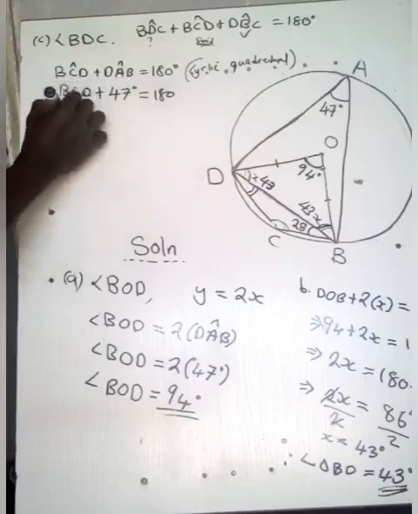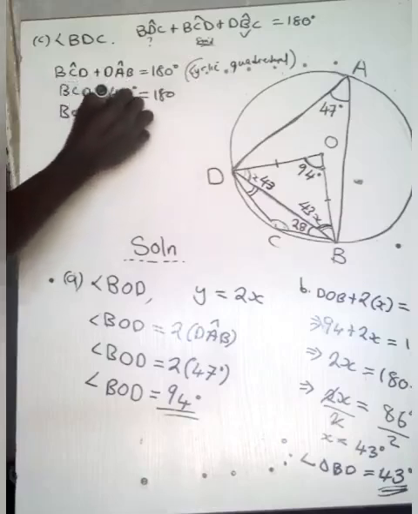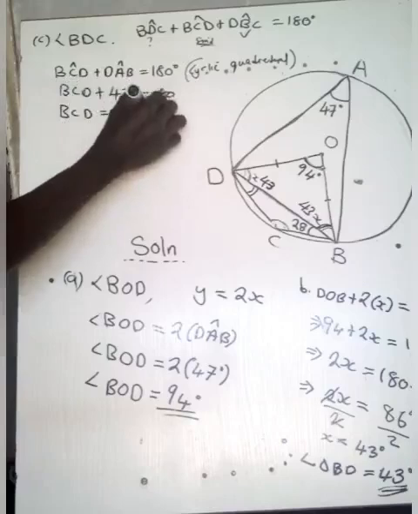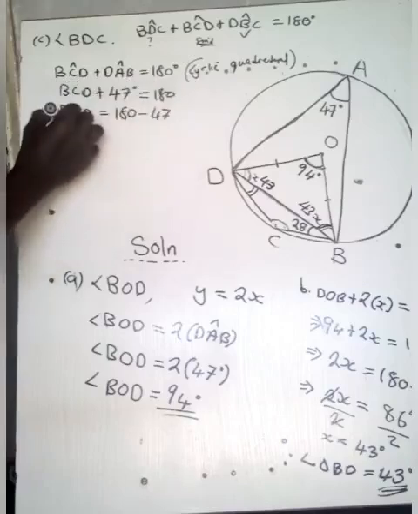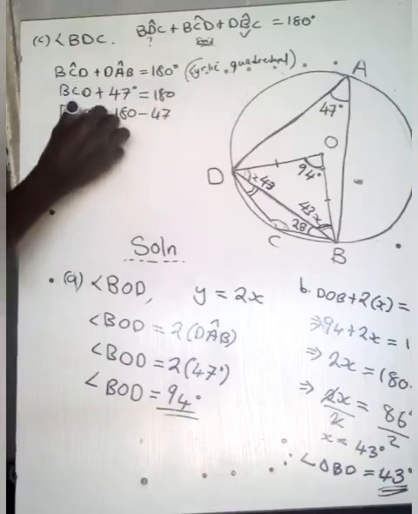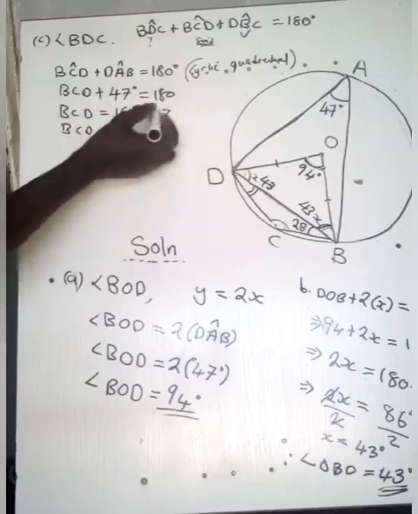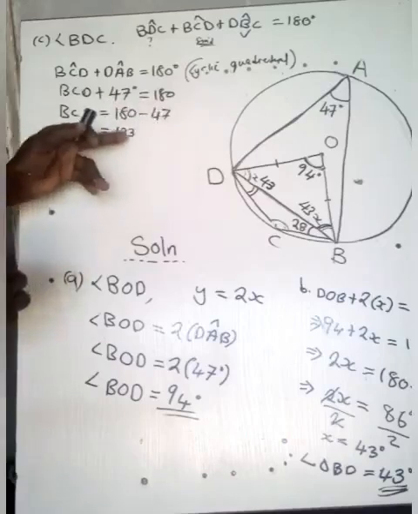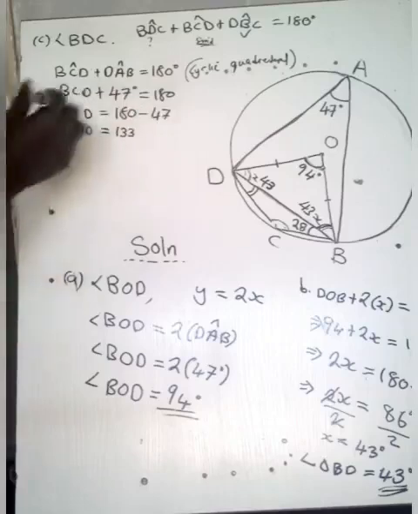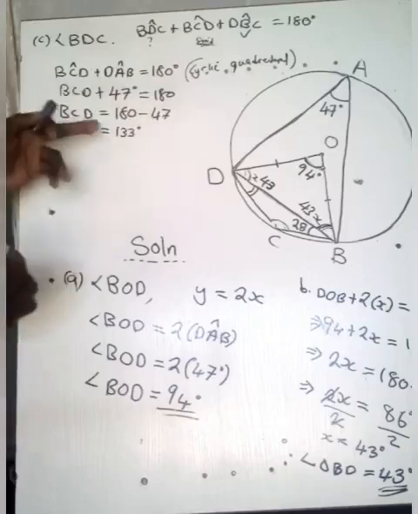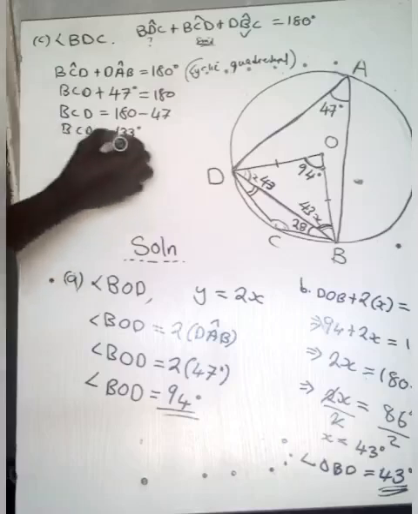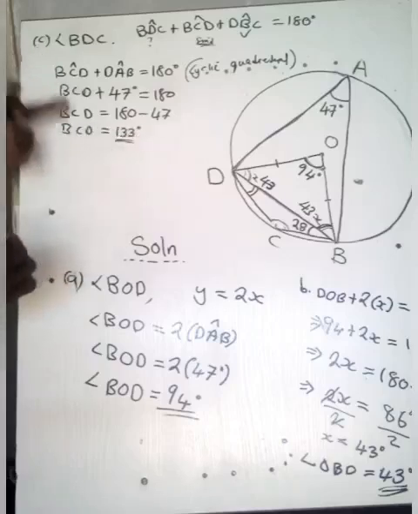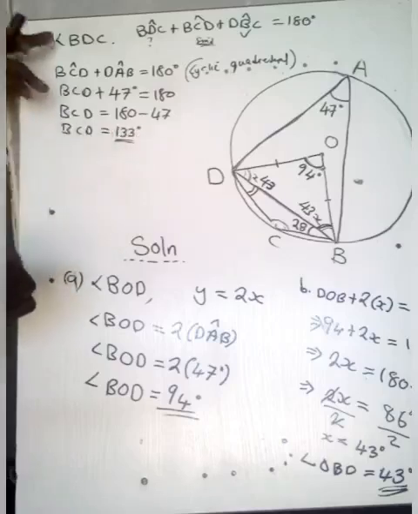So my BCD is equal to 180 minus 47. So 10 minus 7 is 3, and 4 minus 7 borrowing gives 133. When I add these, they should give me 180. So now I know that BCD is equal to 133. But I haven't answered the question of BDC.